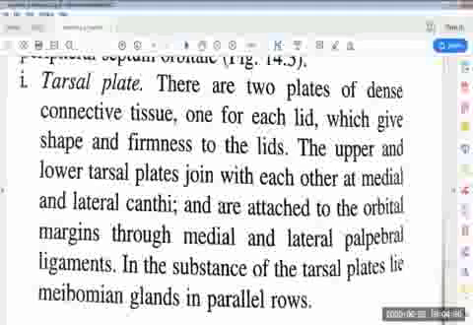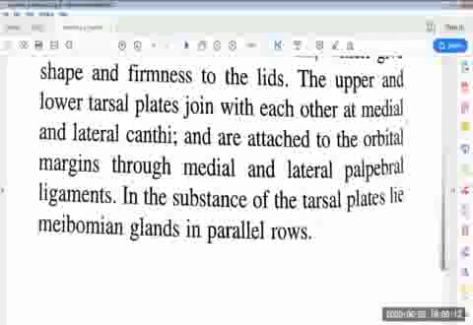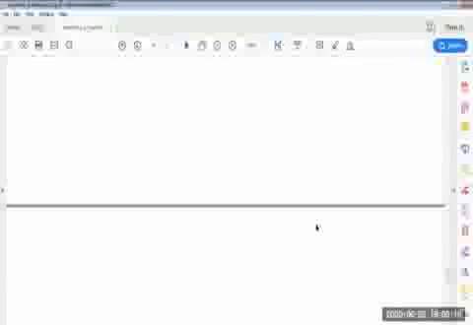The upper and lower tarsal plates join with each other at the medial and lateral canthus. These two plates join at the two canthi and are attached to the orbital margins through the medial and lateral palpebral ligaments. In the substance of the tarsal plates lie the meibomian glands in parallel rows. Therefore, the meibomian glands are called the tarsal glands because they are present in the tarsal plates.